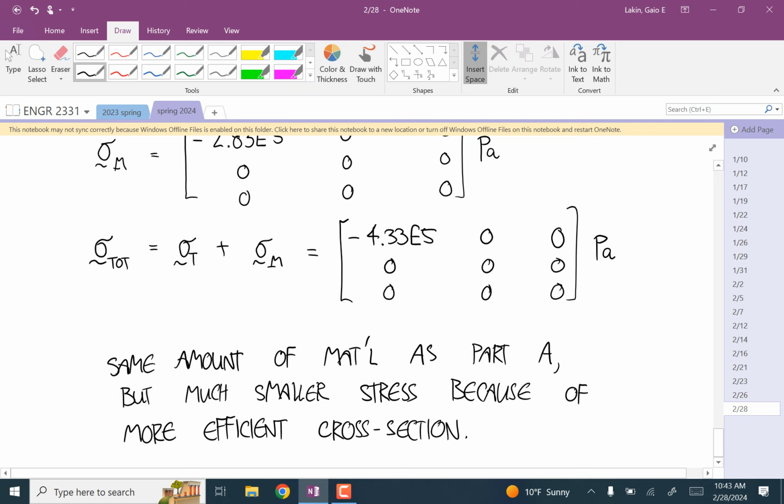Yep. So, just to clarify, y is always from the center of mass of the cross section to wherever you're trying to find the stress. Yeah, that's right. And don't call it the center of mass, call it the neutral axis. It's where we put the origin of the coordinate system.